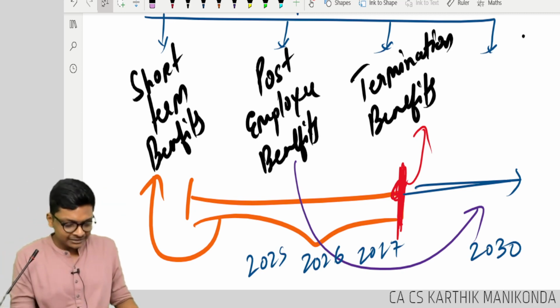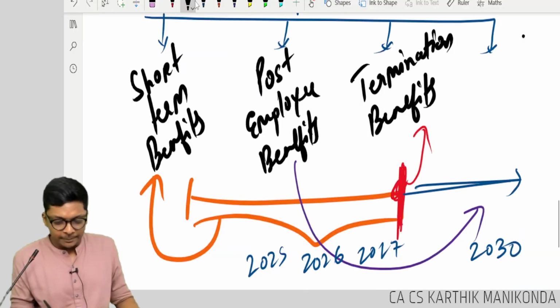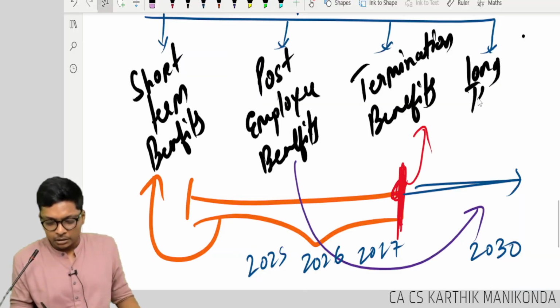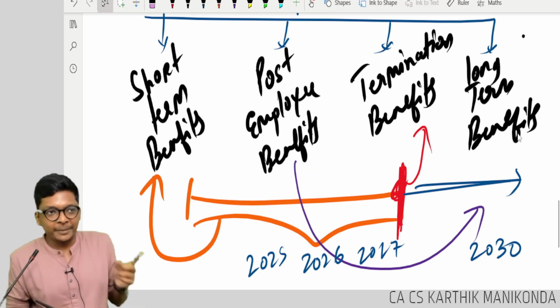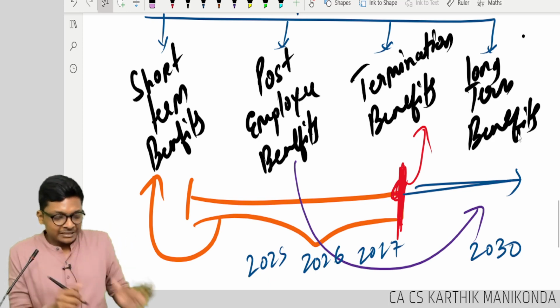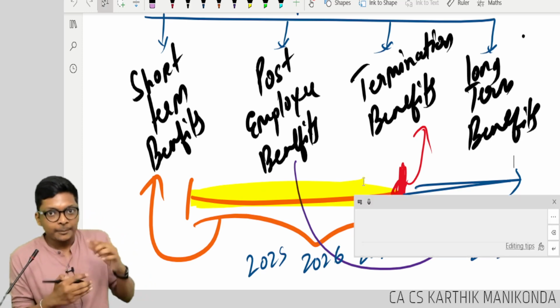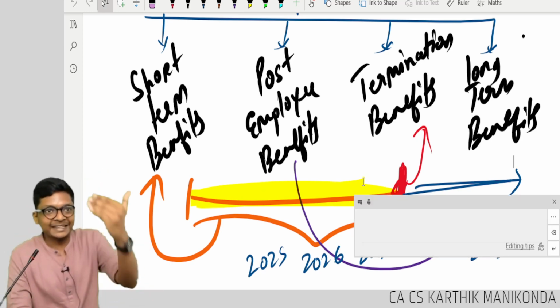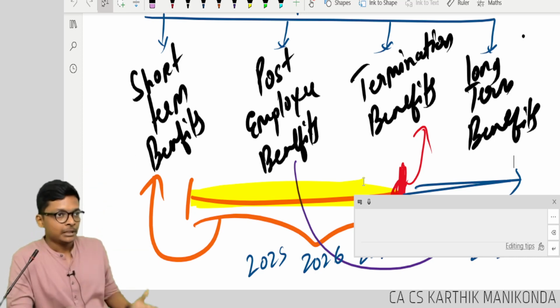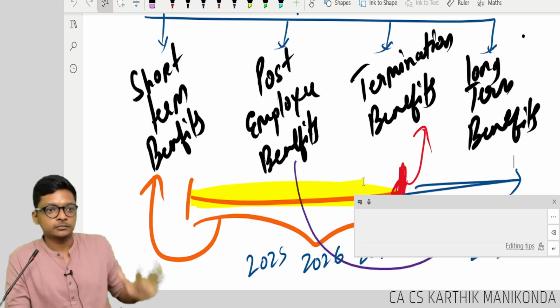So the last one is other long-term benefits, or they just call it long-term benefits. What do you mean by long-term benefits? Something you get during the period of employment, but not this year. You might get it next year or the year after that. But it is confirmed this year.